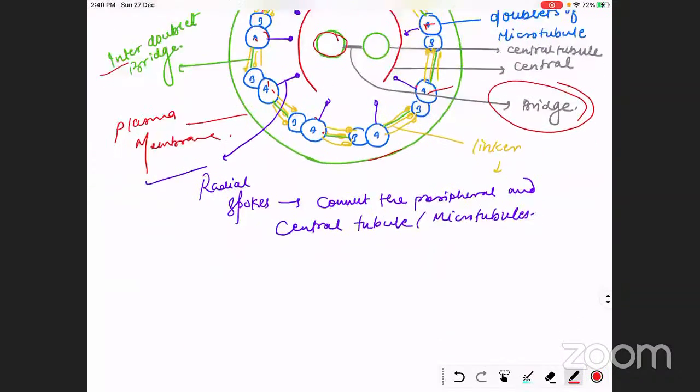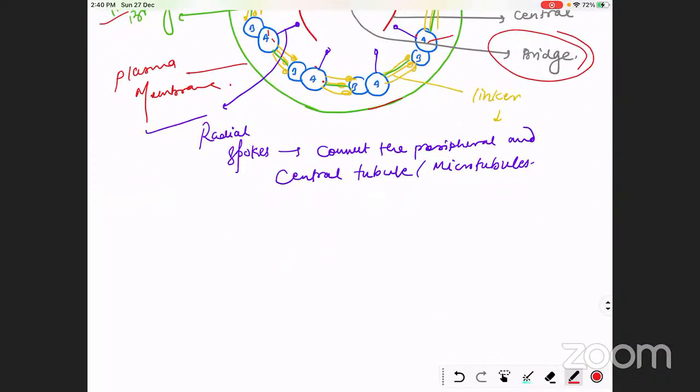Cilia and flagella arise from the basal bodies.